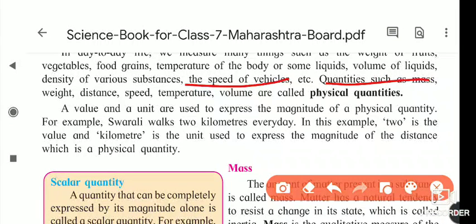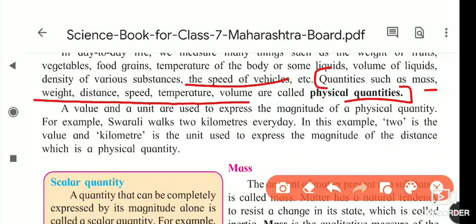So to measure all these things, what are we using? We are using quantities, and which quantities are those? Mass, weight, distance, speed, temperature, volume. These are called physical quantities. So this is the definition of physical quantities. All of you underline this definition first of all and learn it.